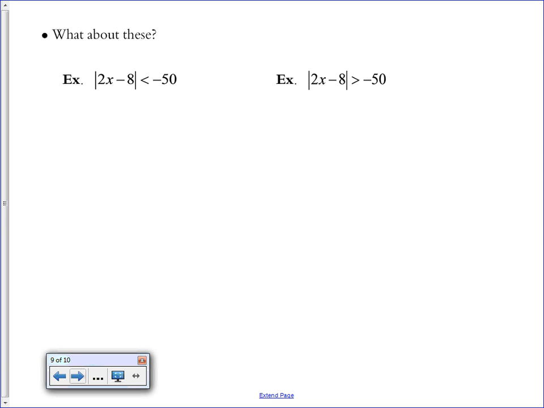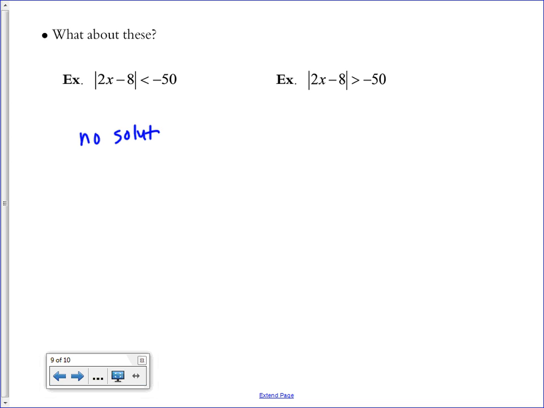What about these? Again, these are the trick questions. If you look at the one on the left, if you plug in something to x inside of those absolute value brackets, will the value of it ever come out to be less than a negative 50? Well, less than a negative 50 would be things like negative 60 or negative 70. And there's no way for absolute value to come out less than a negative number. So this one is a no solution case.